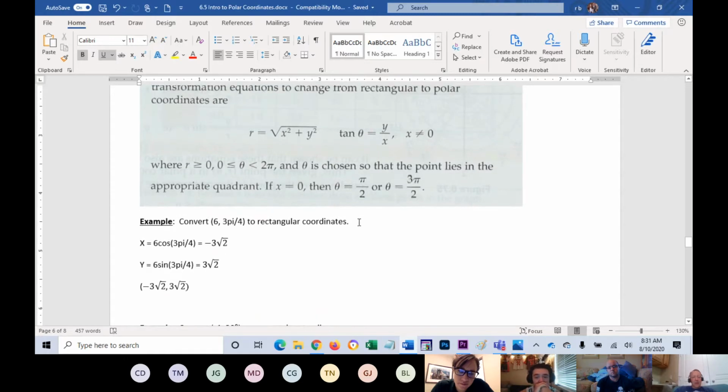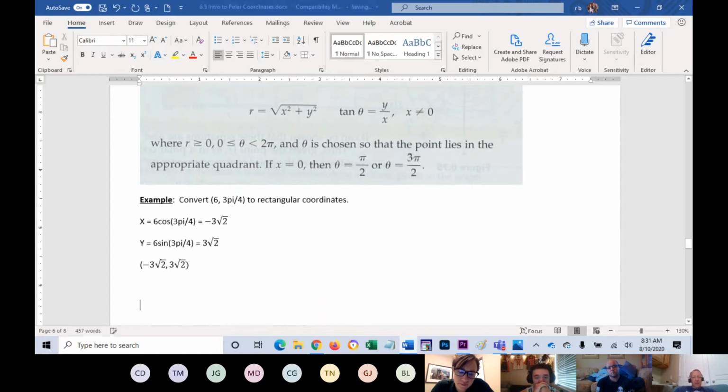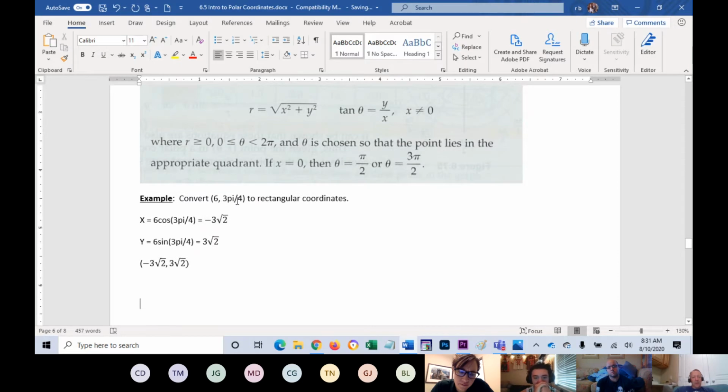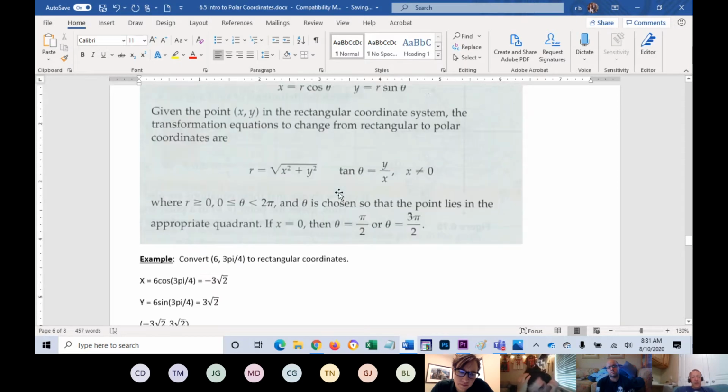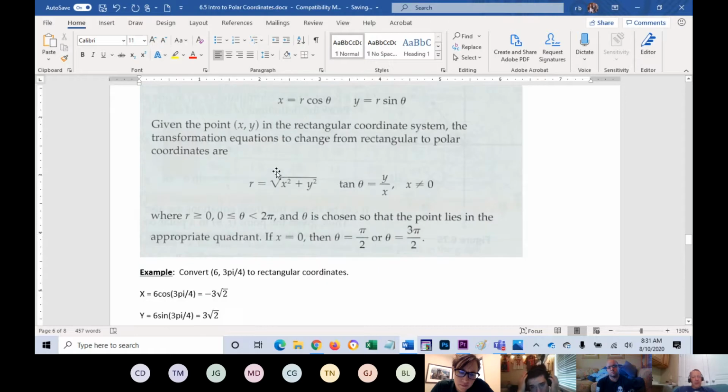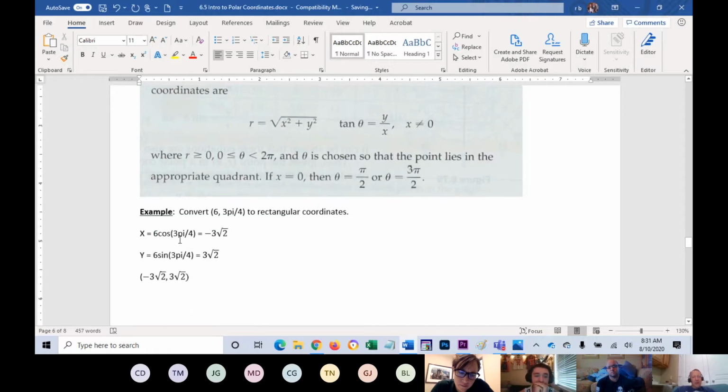Okay, so we'll do a quick example here. Convert 6, 3 pi fourths to rectangular coordinates. We'll just use this equation here. x equals 6 cosine 3 pi fourths, so your x coordinate is going to be negative 3 square roots of 2. y is going to be 6 sine 3 pi over 4, which is going to be 3 square roots of 2. So converting 6, 3 pi fourths works out to be negative 3 square roots of 2 and 3 square roots of 2.